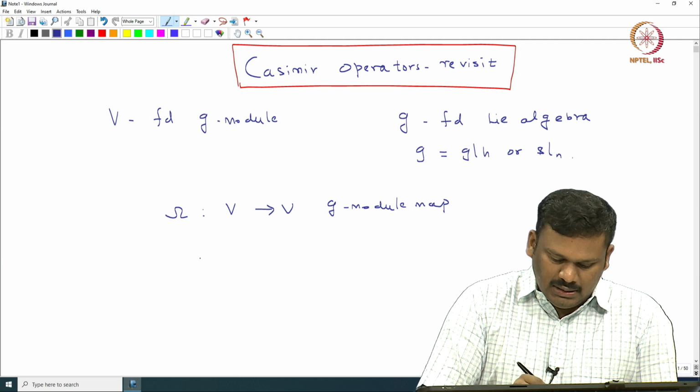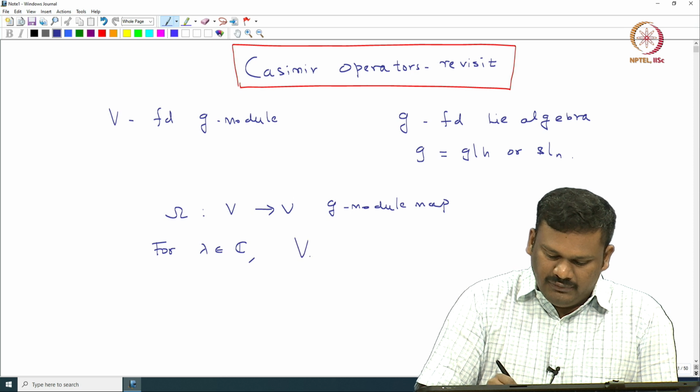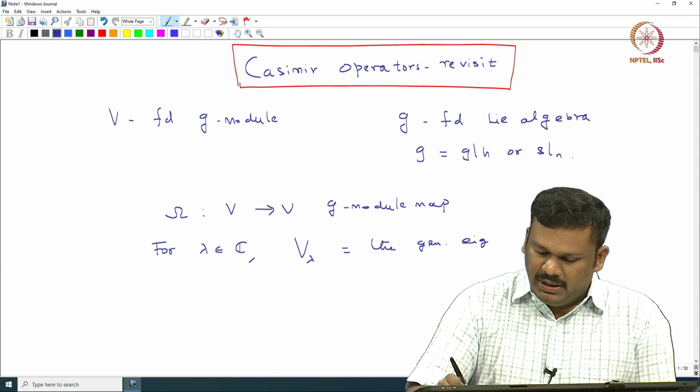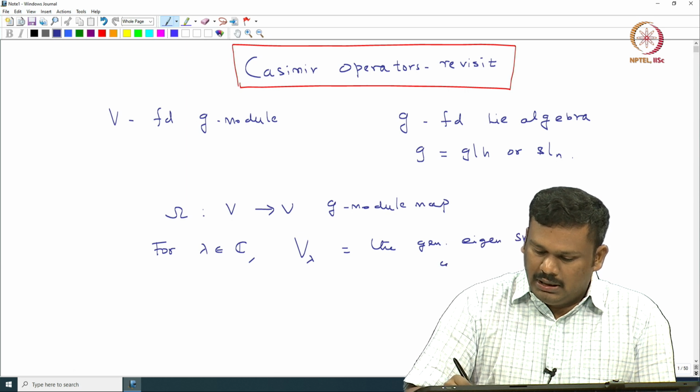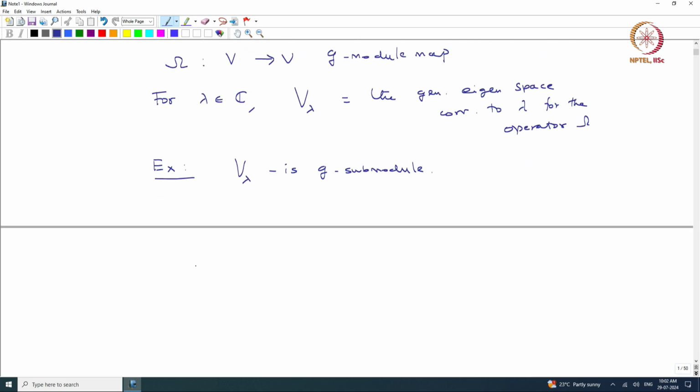So given any lambda in C, let us take V_lambda to be the generalized eigenspace corresponding to lambda for the operator omega. Then it is an easy exercise to prove that V_lambda is indeed a G submodule. One can actually generalize this for other operators also.